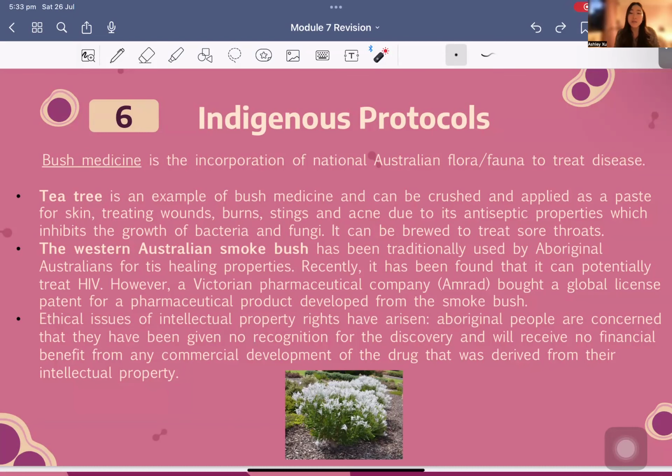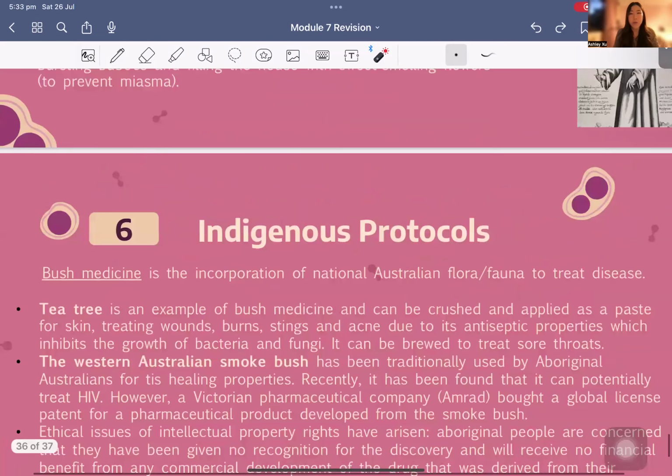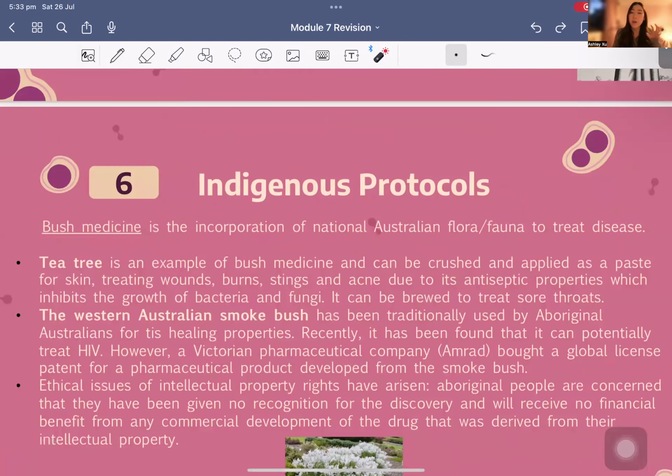All right, so that is the end of Module 7. Go through our notes again, do a little revision. Module 7 is a hard module.